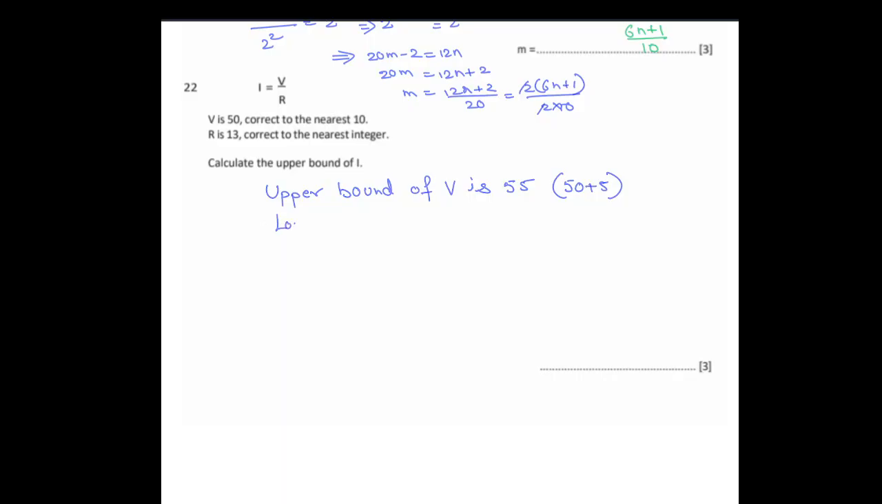Then for the lower bound of the denominator, we need the lower bound of R. 13 is rounded to the nearest integer. So when you divide 1 by 2 you get 0.5. So 0.5 needs to be subtracted from 13. So 13 minus 0.5. For the lower bound we have to do subtraction, right? So that is 12.5. So the lower bound of R is 12.5. So write down here 13 minus 0.5.